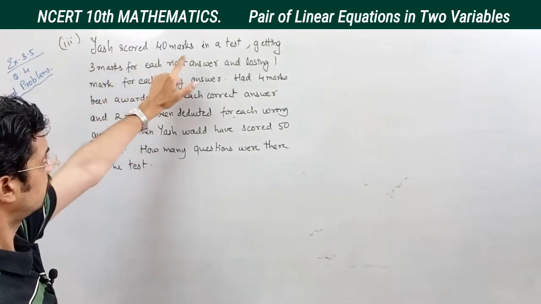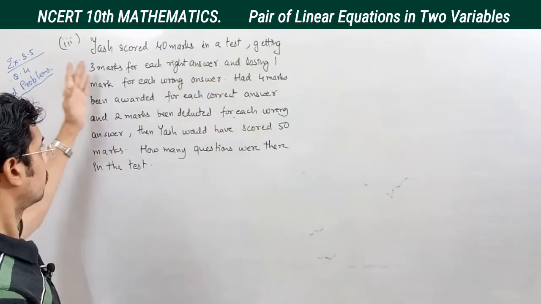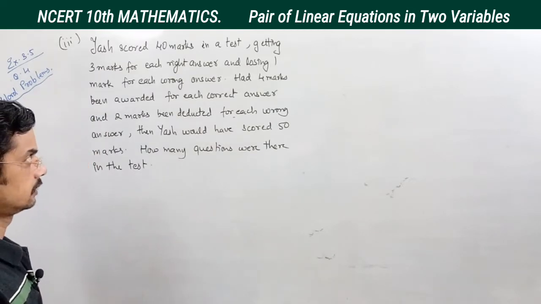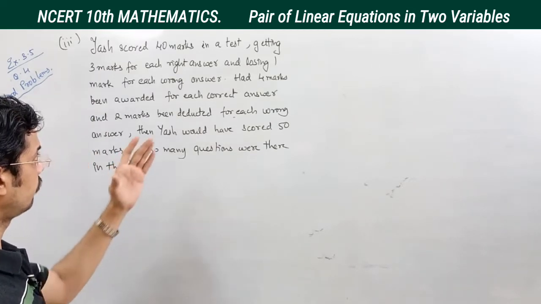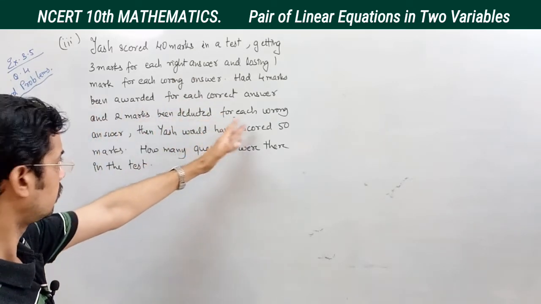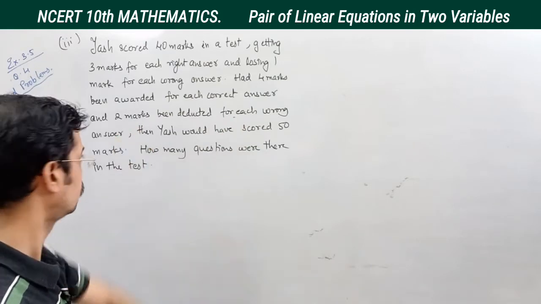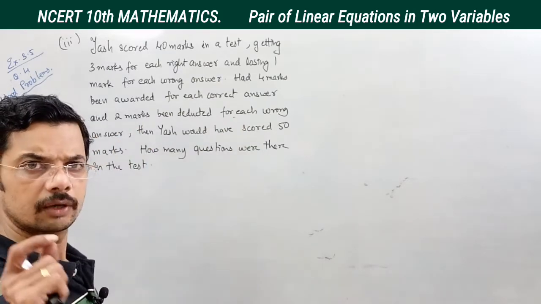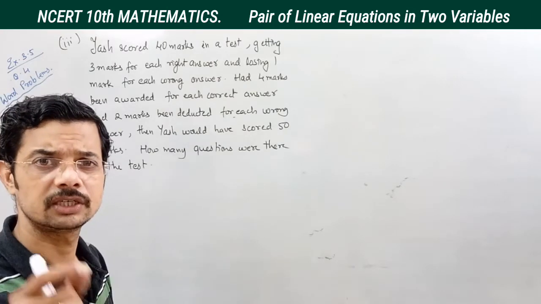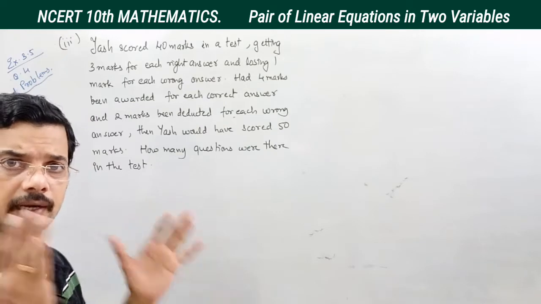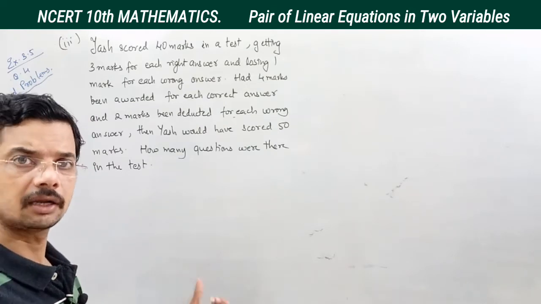Yash scored 40 marks in a test, getting 3 marks for each right answer and losing 1 mark for each wrong answer. Had 4 marks been awarded for each correct answer and 2 marks been deducted for each wrong answer, then Yash would have scored 50 marks. How many questions were there in the test? You can pause the video, read the question once, twice, or even thrice, and then come back and replay it.